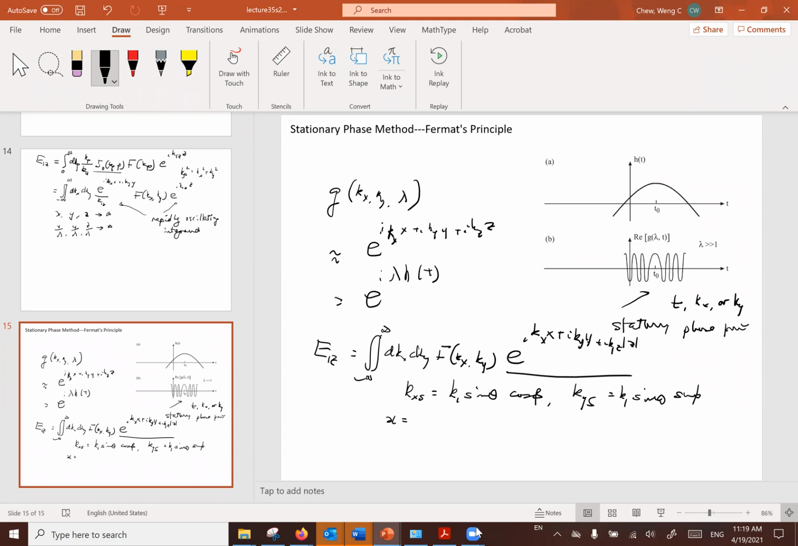In other words, x is given by r sine theta cosine phi, y is given by r sine theta sine phi, and then z is given by r cosine theta. So if you express x, y, z in terms of the spherical coordinate system, you find that the stationary phase points have a very nice formula given by this.